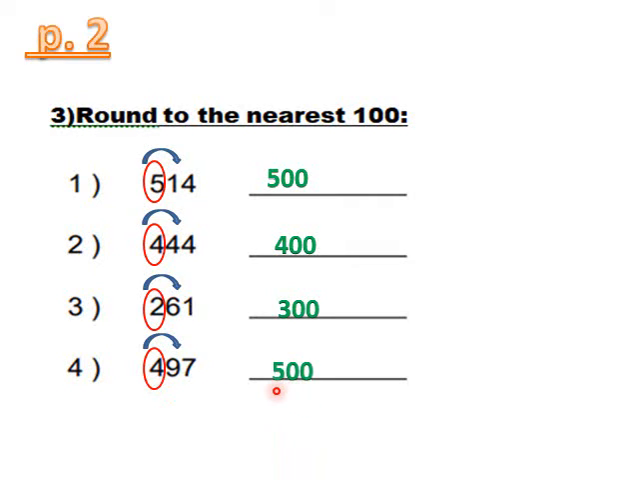So I will put 5 in the hundreds place. And then I have 2 numbers to the right side. I will change them into zeros. 2 zeros. So 497 rounded to the nearest hundred is 500.